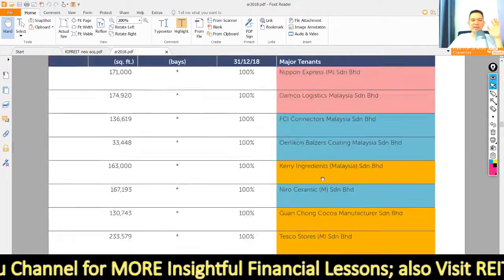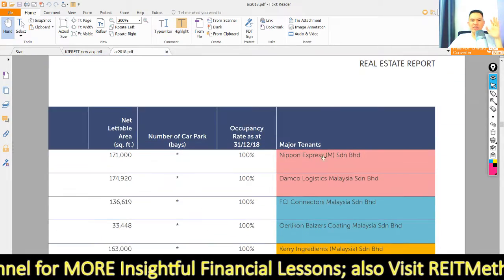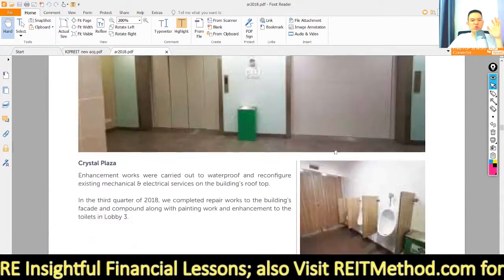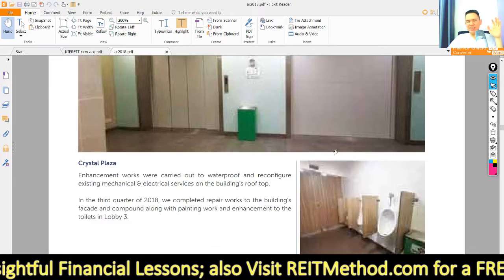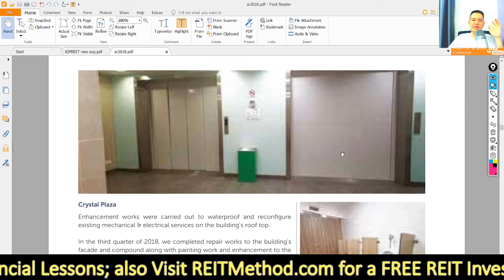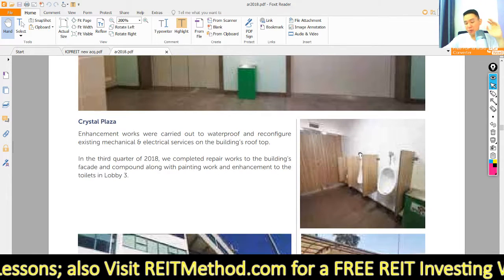Okay, jump to this. Now if you want to look at this, you can. You say what a major tenant. For me, I just skip through. I just want to show you this is what we mean by this renovation to actually increase the property value.